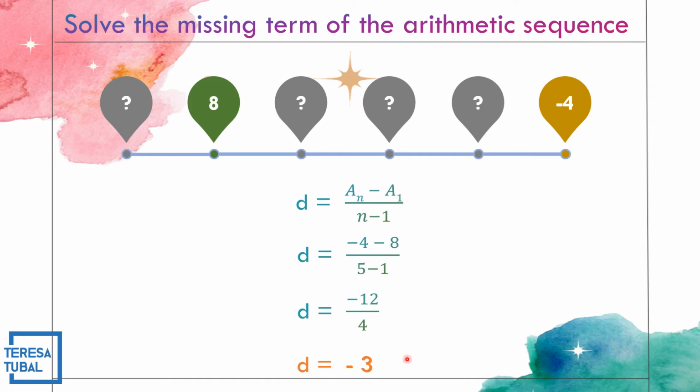If the common difference is negative 3, let us solve the missing terms of the sequence. So that becomes 8, and it becomes plus 3 because we are going to the left. So 8 plus 3 is 11. If we check, 11 minus 3 is equal to 8. Third term, 8 minus 3 is equal to 5. 5 minus 3 is equal to 2. 2 minus 3 is negative 1. If we check the last term, negative 1 minus 3 is negative 4. So the missing terms of this sequence are 11, 5, 2, and negative 1.